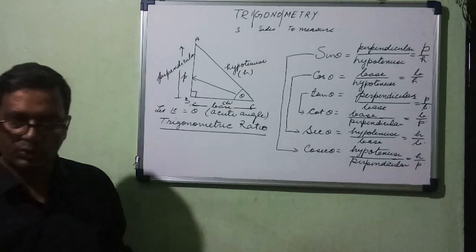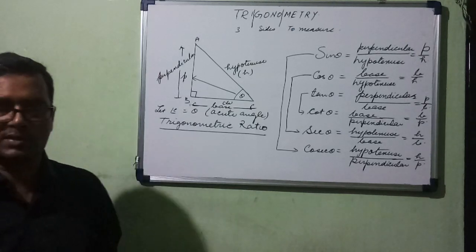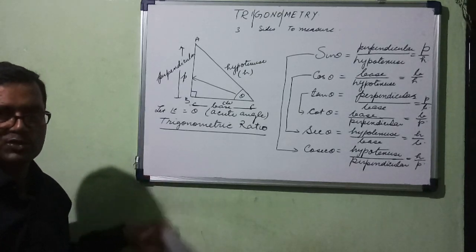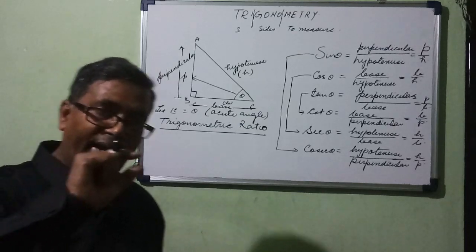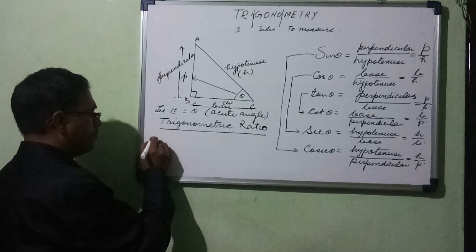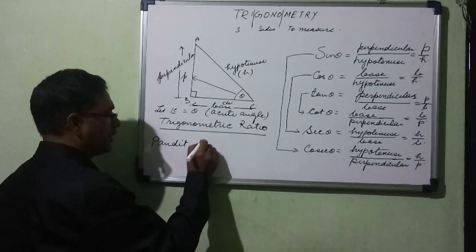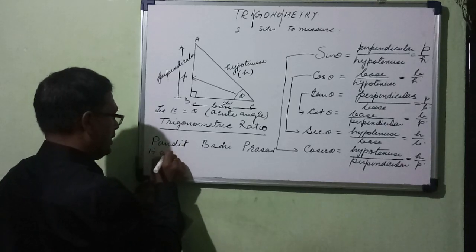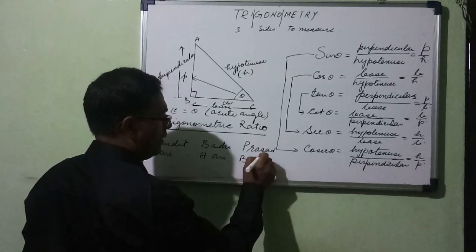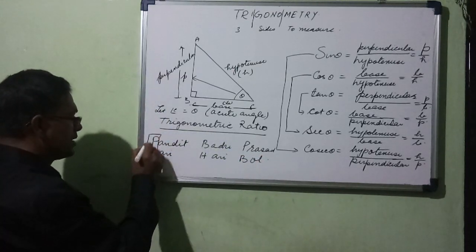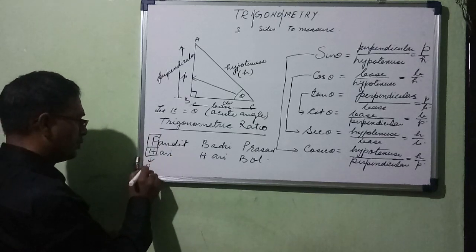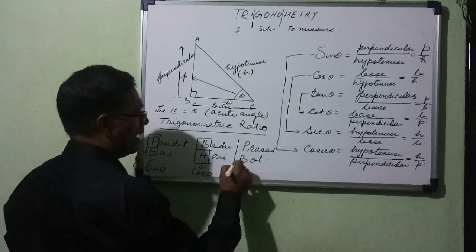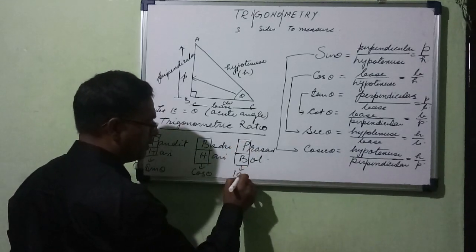Suppose while practicing, or during the exam period, you forget what the ratio would be. So I'm giving you a very small trick, a group of words. If you remember it, you can easily recall these ratios. What is that group of words? Pandit Badri Prasad Hari Hari Bol. Now if you arrange this, you have noticed, it gives P by H. That means it will give you sine theta. It will be B by H, which gives you cos theta. And P by B gives you tan theta.